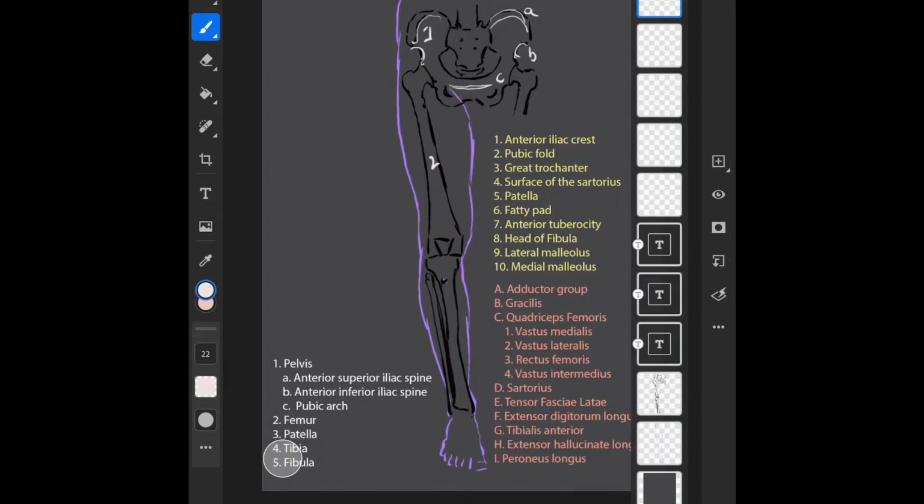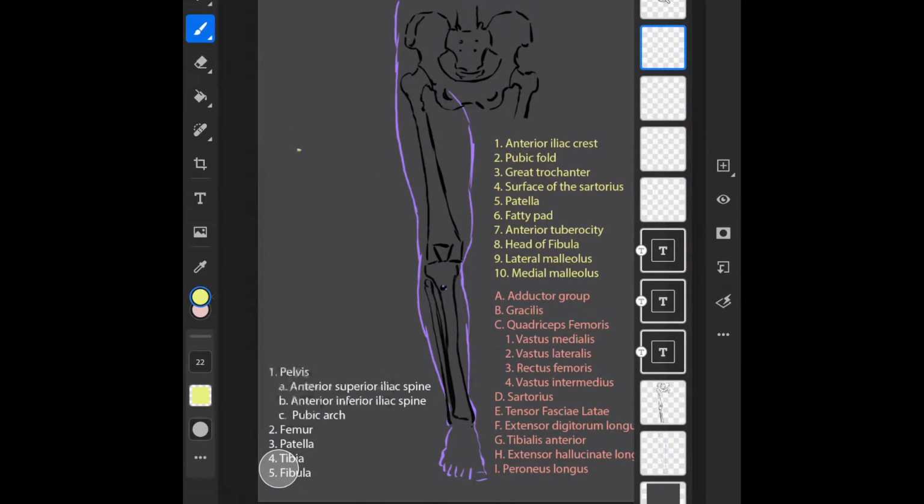Then we have our patella, our kneecap. Then just below it, we have the two bones of the lower leg, the tibia, number 4, and the fibula, number 5. Okay, so now that we've covered the basic skeletal structure, let's talk about the anatomical landmarks.